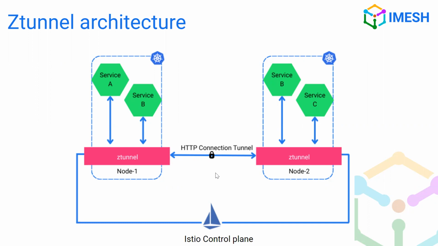And one more thing here. Even if service A wants to communicate to service B, it goes through the Ztunnel and the Ztunnel transfers the data to service B, even if they are on the same node. But it takes a fast route rather than establishing a full-fledged network communication. It takes a fast route and transfers the data from here to here.